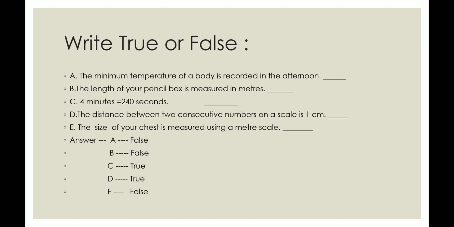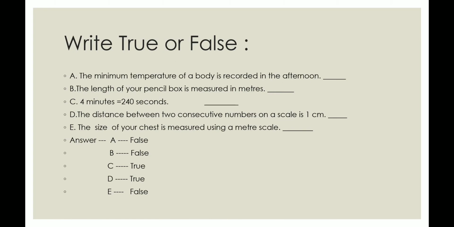Next question. Write true or false. A. The minimum temperature of a body is recorded in the afternoon. This is false. B part. The length of your pencil box is measured in meters. This is false.